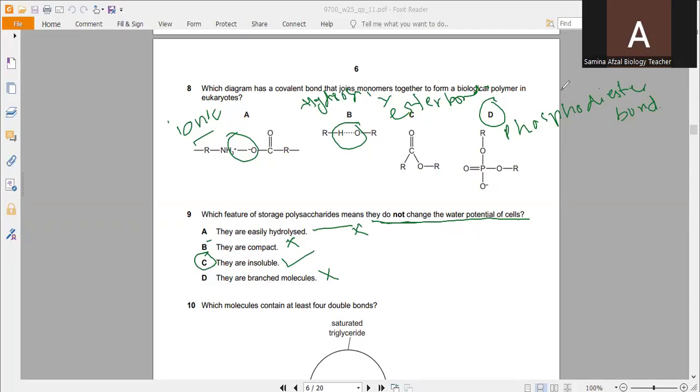When they are branched, you can see they will easily break down. Their bonds will be broken down and then they will change the water potential of the cells. Only C, when they are insoluble, will not change, because they are not dissolved, they have no osmotic effect and they do not pull water into the cells, which prevents the cell from swelling or bursting. So C is the correct option.